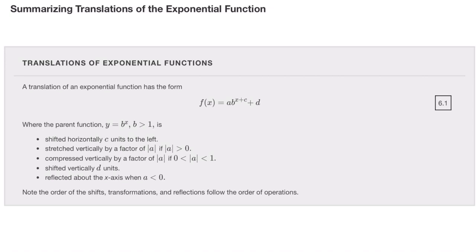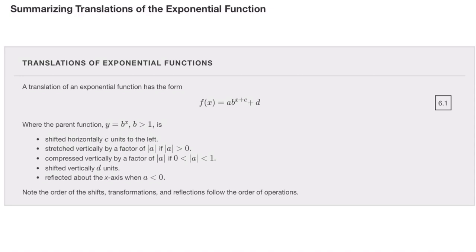Okay. This is shifted horizontally c units to the left, stretched vertically by a factor of the absolute value of a if the absolute value of a is greater than 1. It's compressed vertically by a factor of the absolute value of a if the absolute value of a is between 0 and 1. Shifted vertically d units, and reflected about the x-axis when a is strictly less than 0. Okay. Note the order of the shifts, transformations, and reflections follow the order of operations.